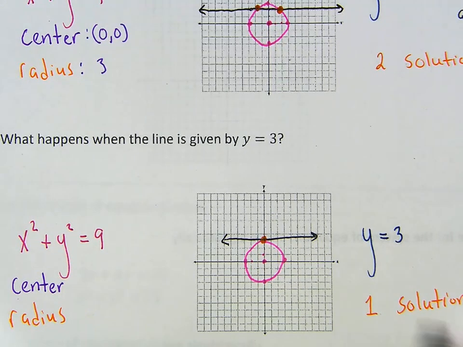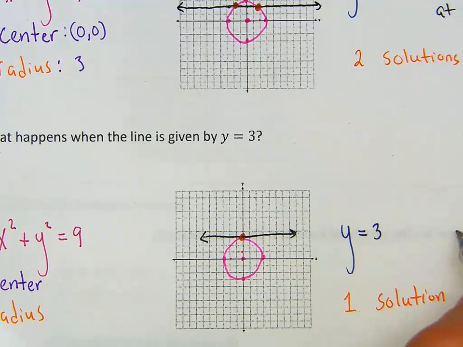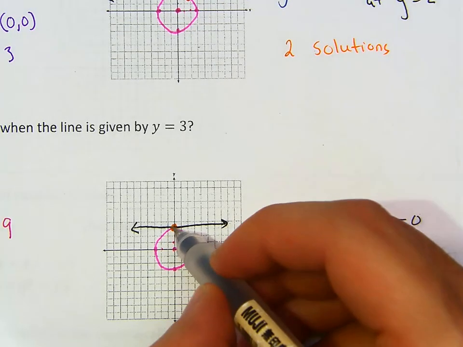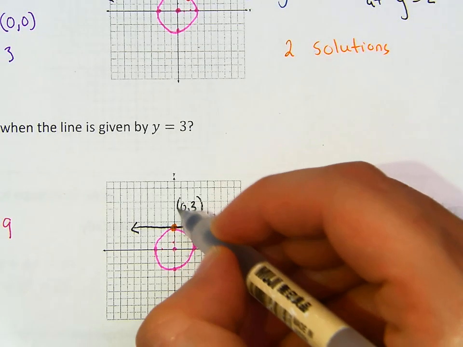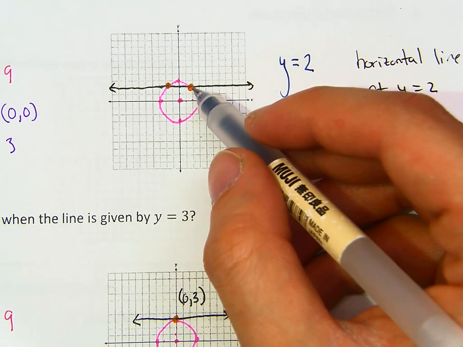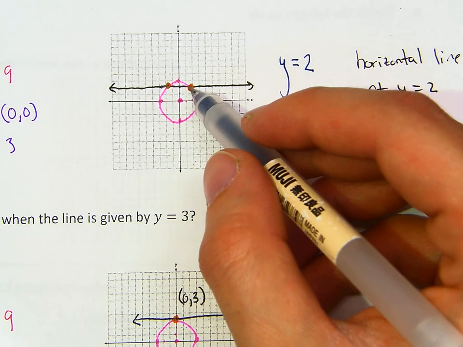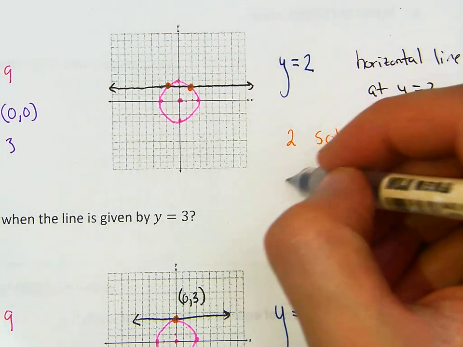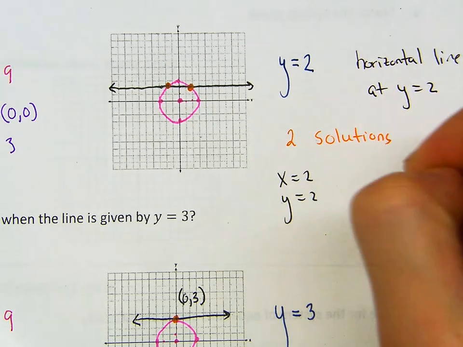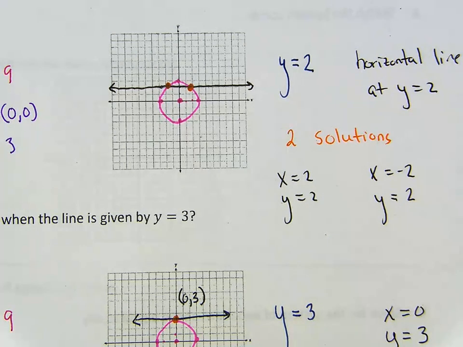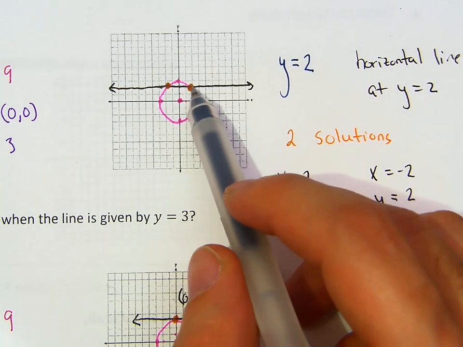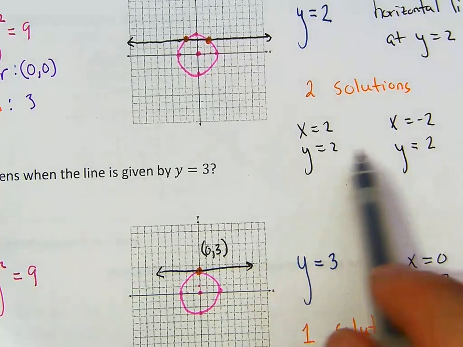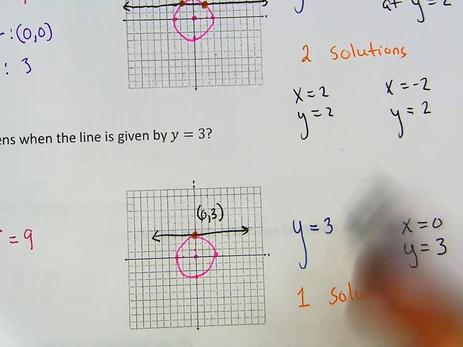Now, what is the solution for this? Notice that when x is 0, y is 3, because that is the intersection point. This point over here is 0, 3. What about this one over here? What is this intersection point? I guess it's 2, 2, so x equals 2, y equals 2, and the other one is x equals -2 and y equals 2. But this isn't perfect, I'm not 100% sure. But that's the idea, that there has to be 2 solutions here, and there has to be 1 solution here.